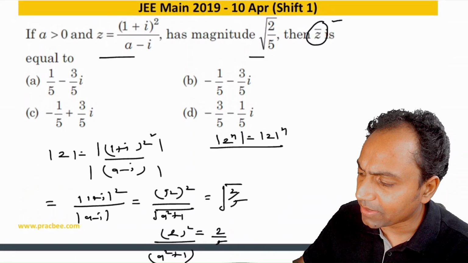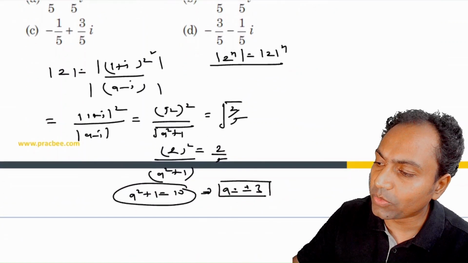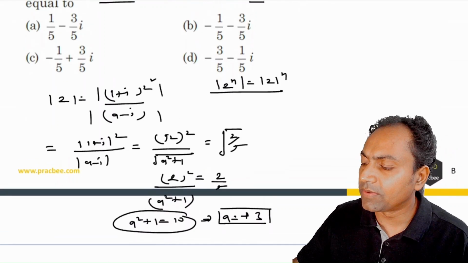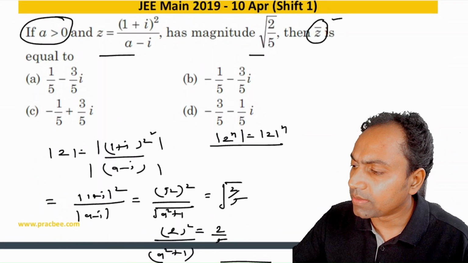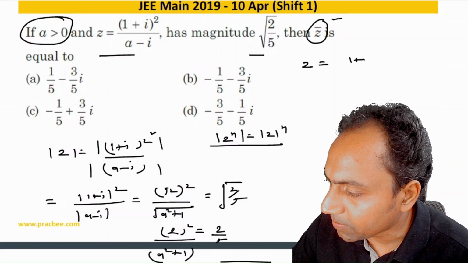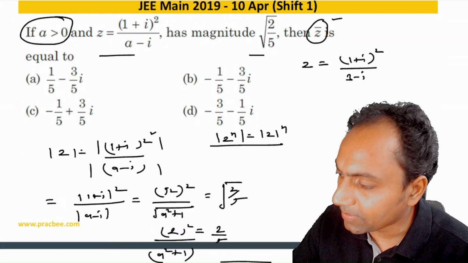Now these are the values that I'm getting. They have clearly given in the question that a is greater than 0. So we do not need to consider the negative value of a, that is minus 3. So a becomes nothing but plus 3. Once I have this value, I can write the value of z as 1 plus i whole square by a minus i. So this came out to be 3 minus i.